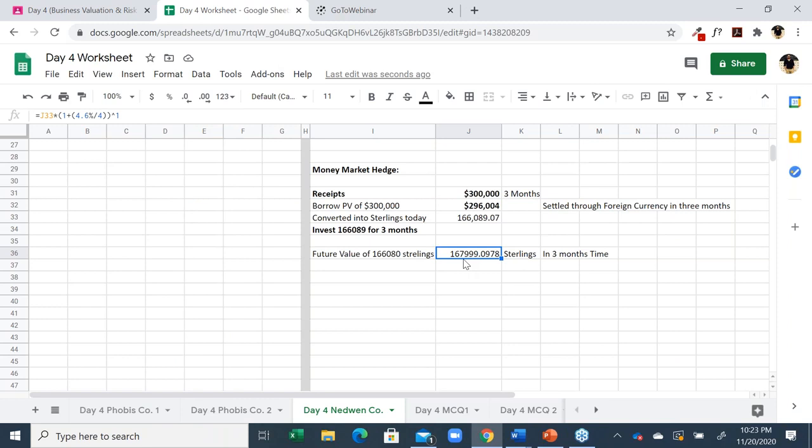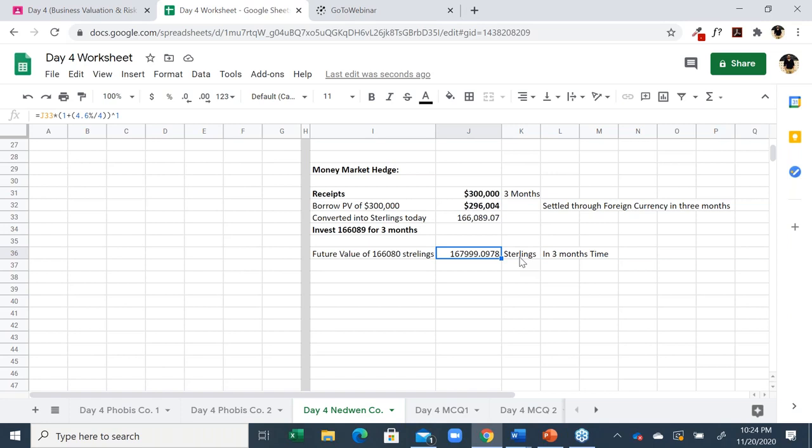So right now we know what we will be having after 3 months in pound sterlings. We don't have any doubt anymore about what local currency units we will be having in 3 months' time. We have used banks, short-term borrowing and lending to find out exactly what we will be having in 3 months' time, and that is called money market hedging.